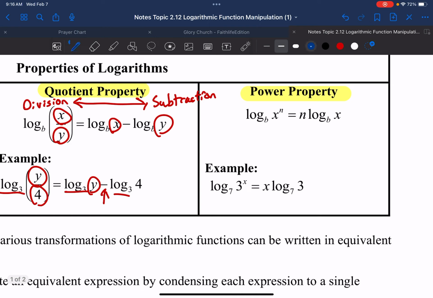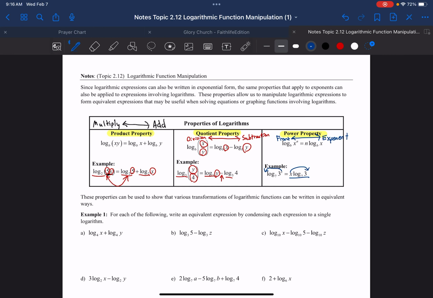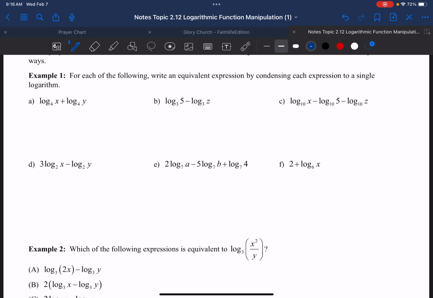And then for the power property, you can think of this as front to the exponent. You can go back and forth between the front and the exponent. Here's what I mean. If I have this example here, log base 7 of 3 to the x, I can move this exponent to the front and rewrite it. Or if I have it like here, I can move what's in front to the exponent. And one thing I will say is I think this makes a lot more sense when you look at it with actual examples. So let's do that.